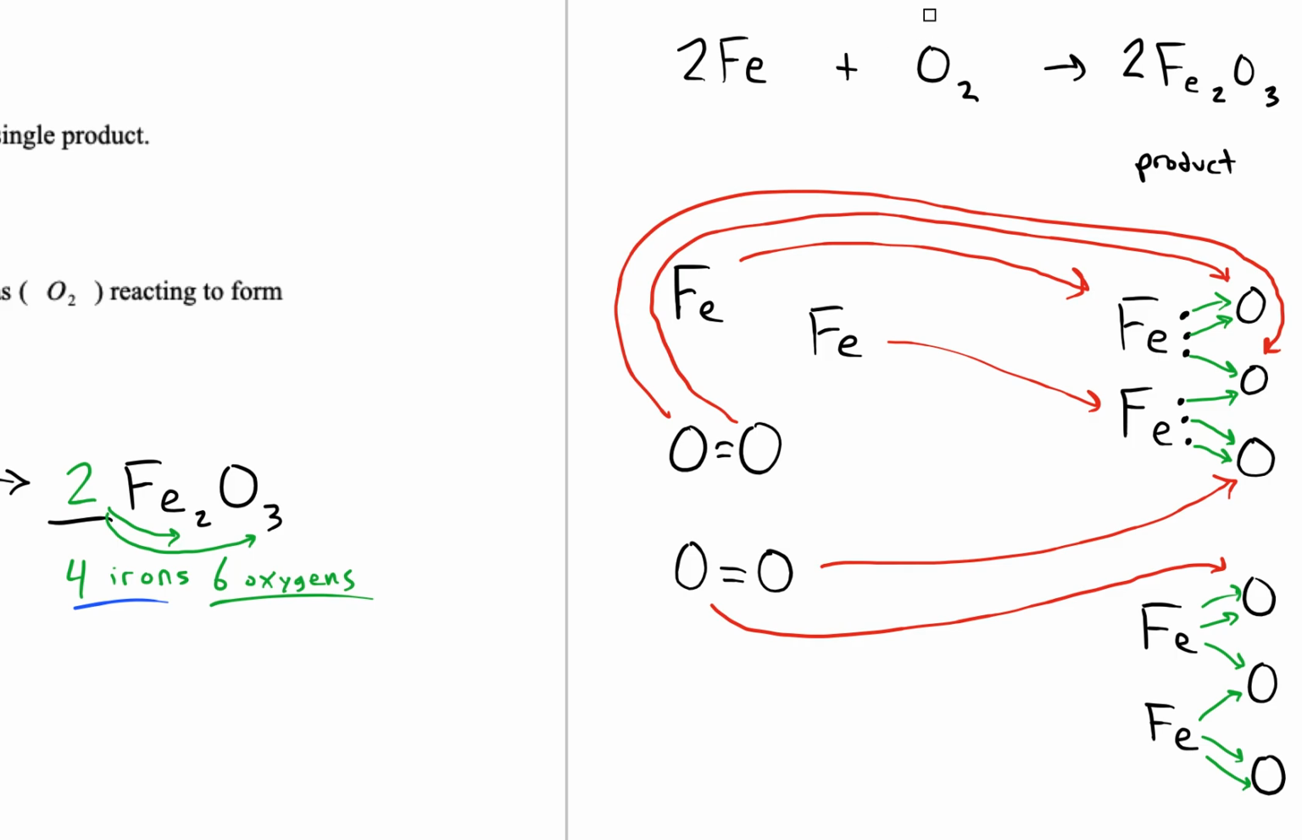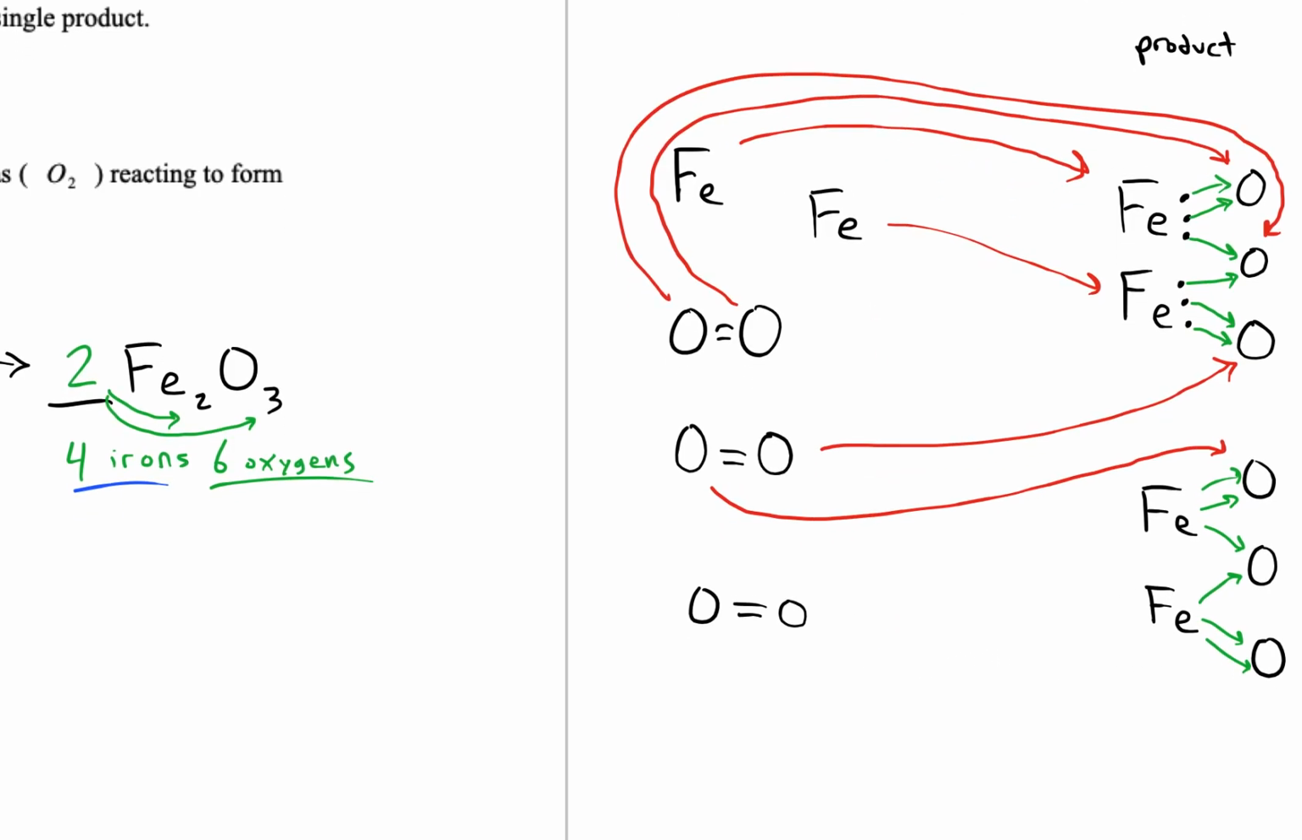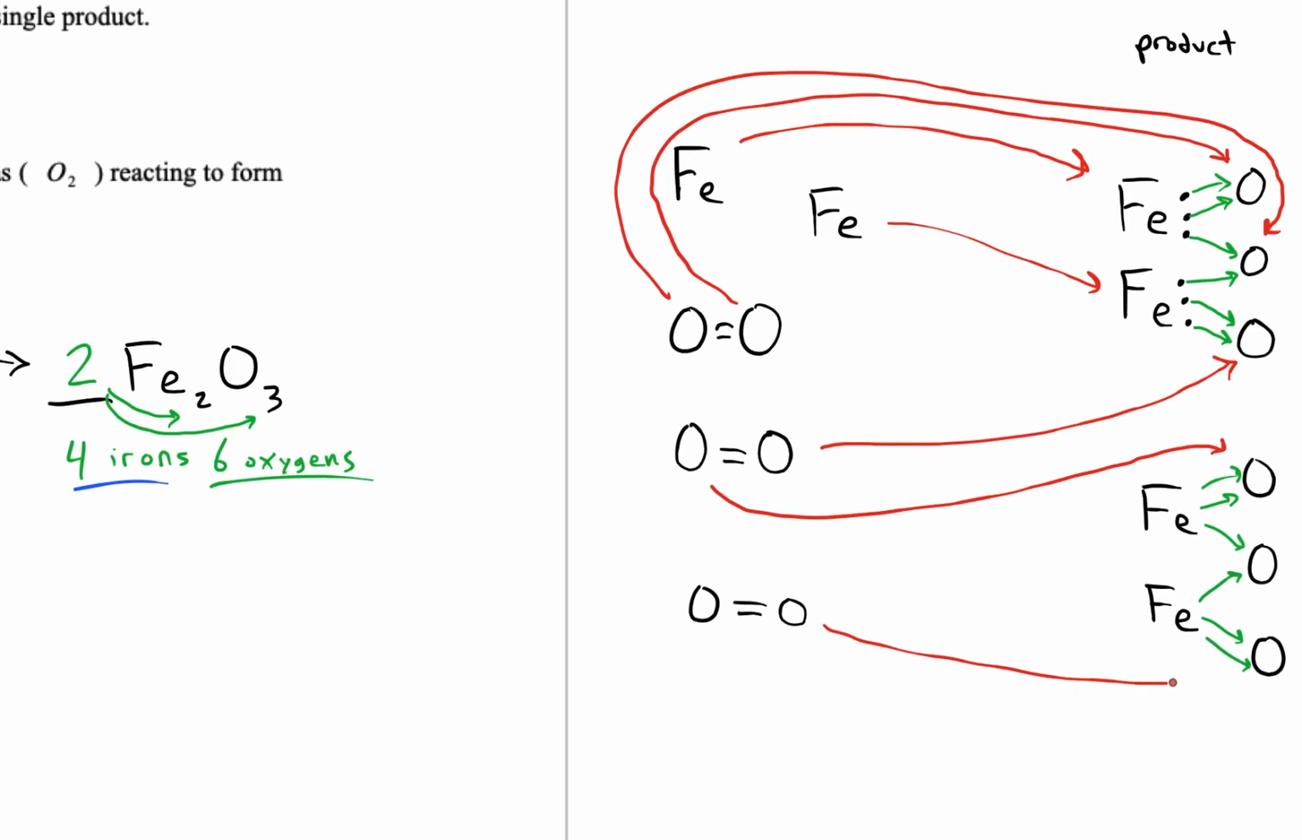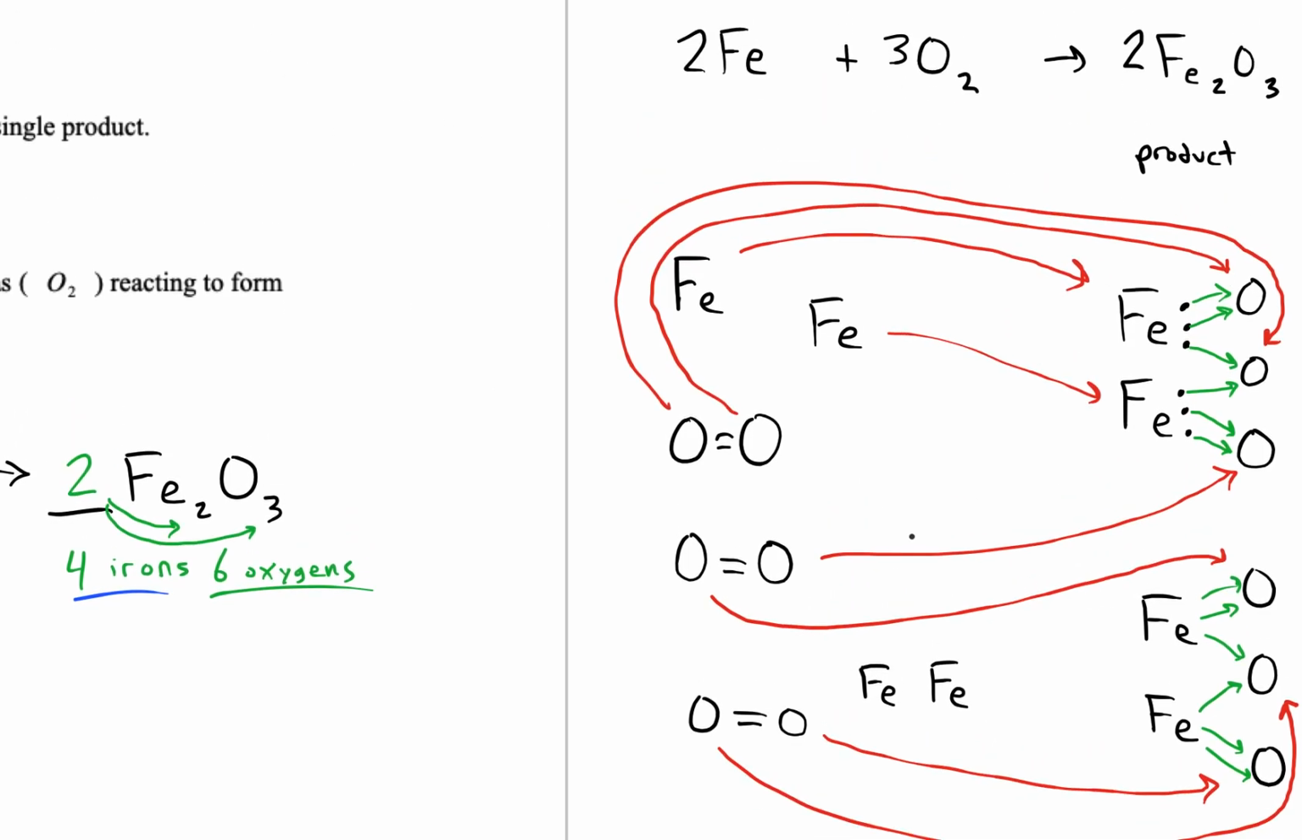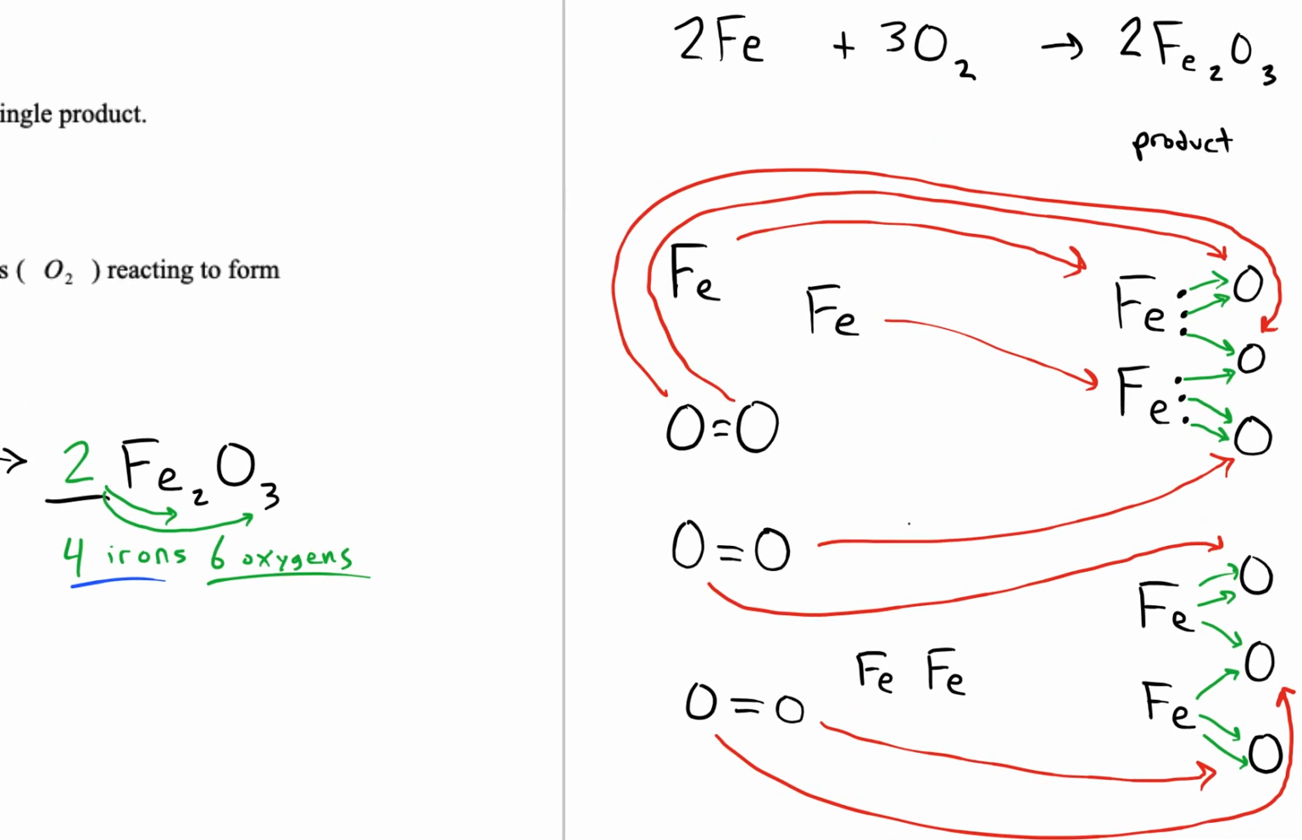So we're going to get rid of the 2 out front here and put a 3 there, and bring in another copy of the oxygen gas molecule. Now all our oxygens match up on the left and right. But we're going to have to bring in 2 more irons on the left, and that's going to make us change our iron coefficient to a 4.